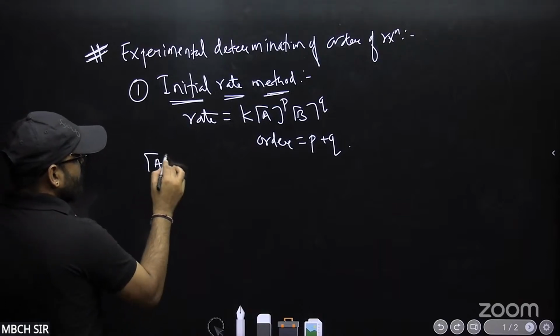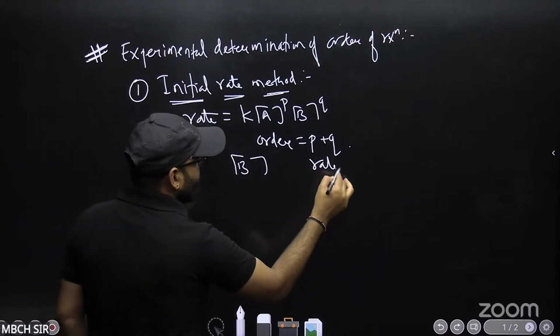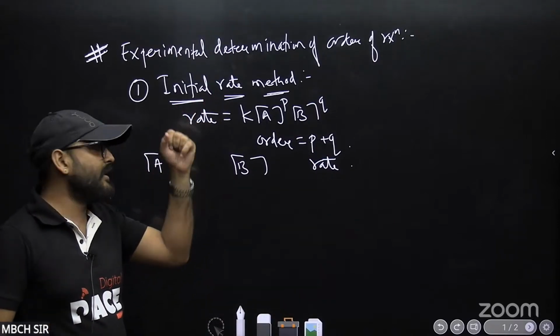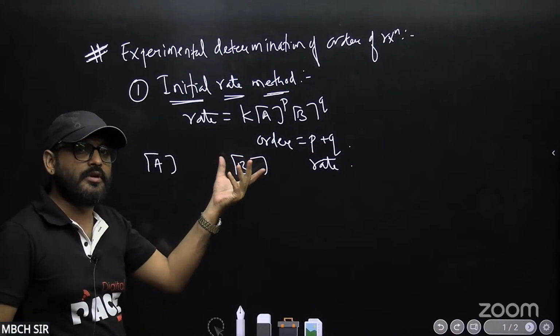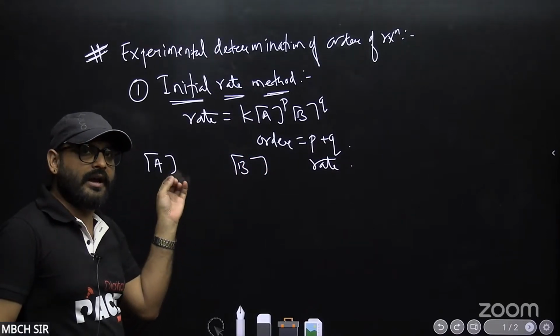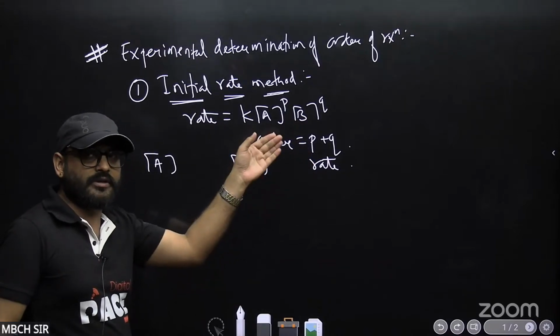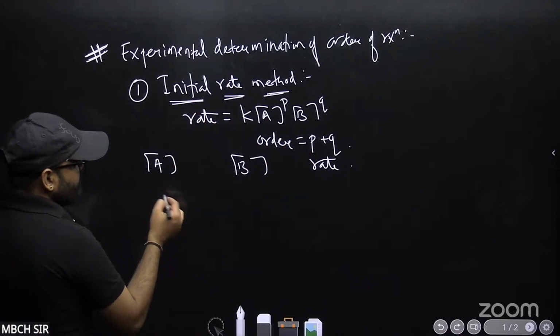Data given is concentration of A, concentration of B, and the rate. Why initial rate? The name is suggesting initial rate, because these concentrations are given at t equals 0. So the rate will also be at t equals 0, and that t equals 0 rate is known as initial rate.